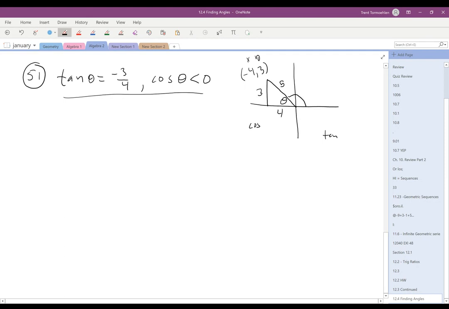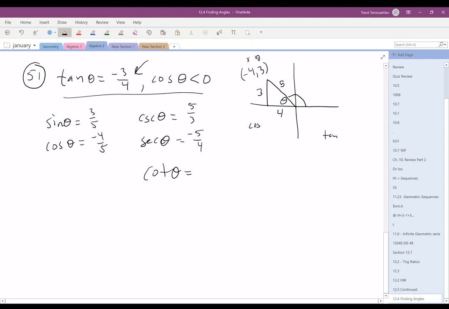So we go through, find the rest of them. Sine of theta is y over r, so that's just 3/5. Cosine theta is x over r, which is just -4/5. Tangent theta we know. Cosecant theta, well, that's going to be the reciprocal of sine, and so it's just going to be 5/3. Secant theta is going to be -5/4. And then cotangent is the reciprocal of the first one, -3/4, and so that becomes -4/3. And so that's all 5 of those.